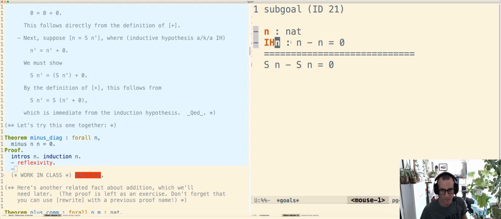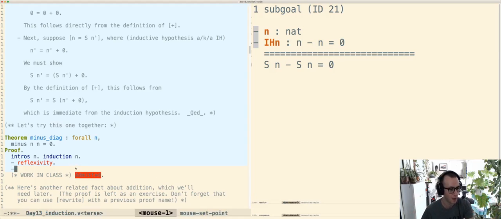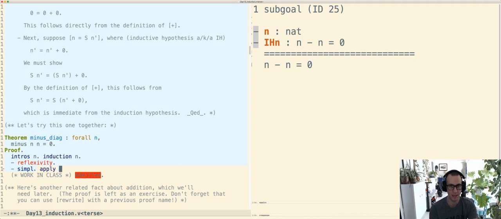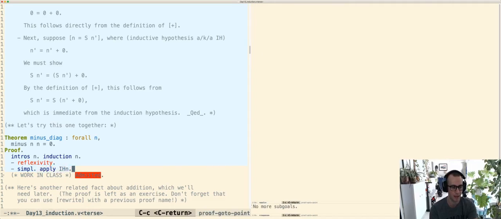For those not familiar, Chekhov's gun is the idea in set design that if a gun appears on the wall in the first act, then that gun ought to be fired by, say, the third act. So your sets should be serving the narrative. Returning to proof, what happens here? Well, if you remember how minus works, simpl, minus is kind of doing cases on both its arguments. So simpl basically gets us where we want to be, and we can simply say apply IHn.